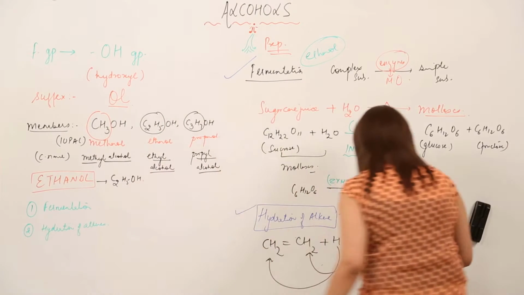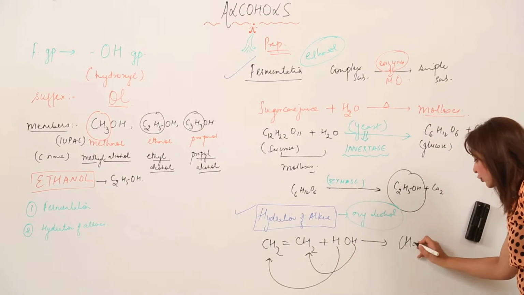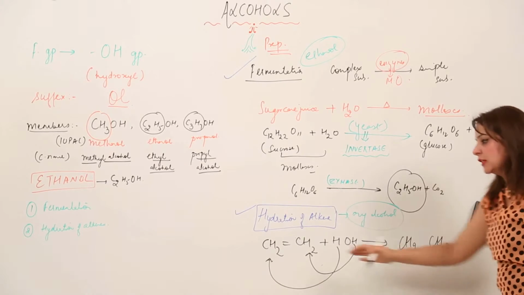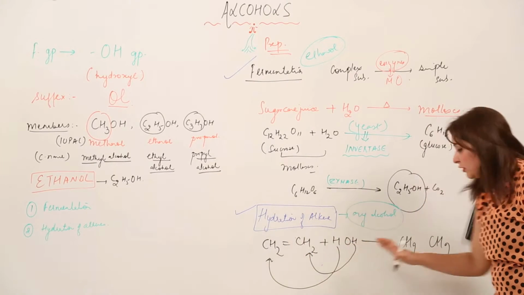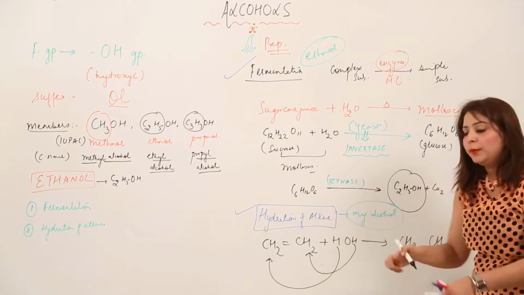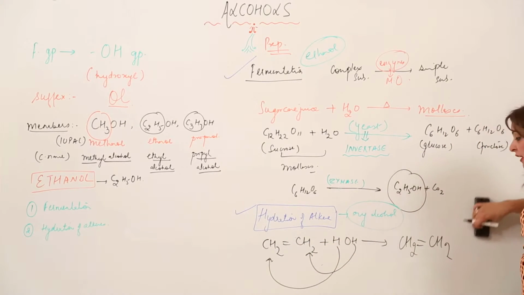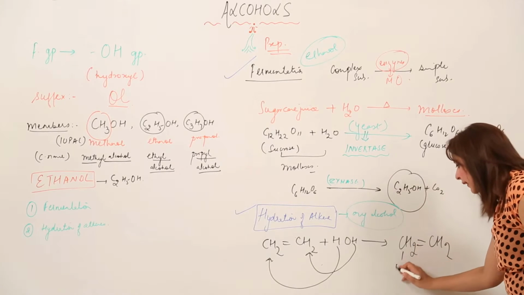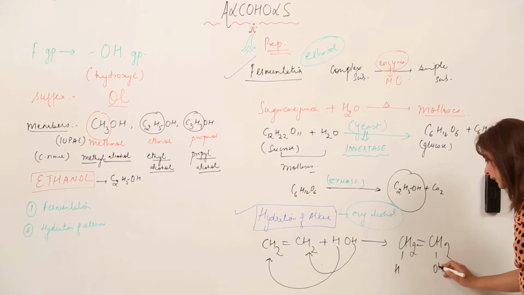So what happens, that means CH2, CH2. It was previously CH2, CH2, so I just wrote CH2, CH2. Here we have a double bond, suppose for this moment I am just putting a double bond, right? So what happens, this H attached here gets attached here and this OH gets attached here.